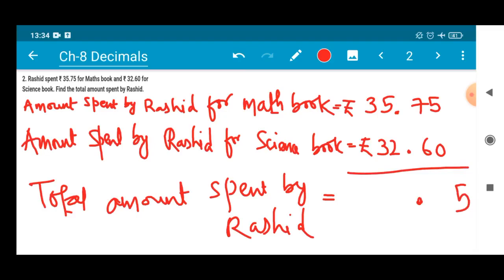So 5 here, 7 plus 6 is 13, 1 in hand, 1 plus 5 is 6, 6 plus 2 is 8, and 3 plus 3 is 6. So rupees 68.35 was spent by Rashid to buy 2 books, that is maths and science book. Okay, so very simple questions. The concept of question number 1 is applied, only the problem is with this statement problem, right?